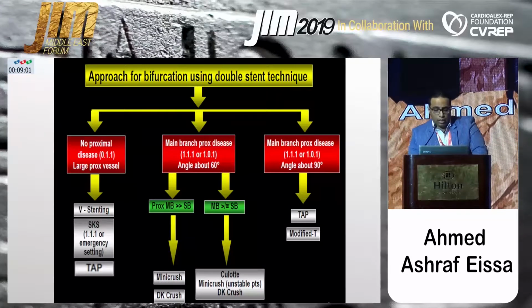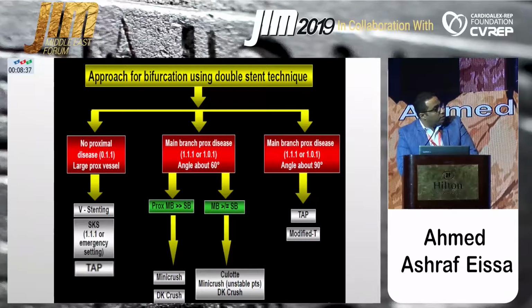According to what's published by the European Bifurcation Club, the approach for bifurcation using double stent technique is based on the size of the side branch in comparison to the main branch, the angle, and the Medina classification. So, if the Medina classification is 111 or 101 with an angle of about 90 and the main branch proximal disease only, TAP technique or modified T.